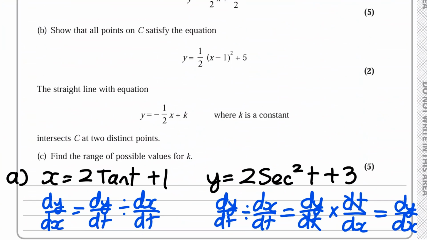Okay, so for part C, we're told the straight line with equation y is equal to minus a half x plus k, where k is a constant, intersects C at 2 distinct points, and we need to find the range of possible values for k for 5 marks. I'll be honest, the reason that I've titled this video the way that I have is because of this question here, part C. I think this is really difficult, especially to get all 5 marks.